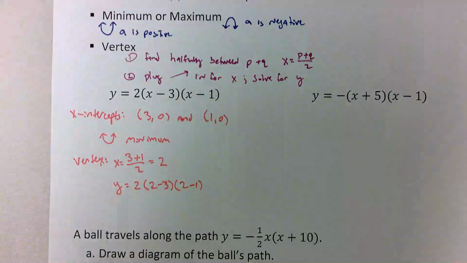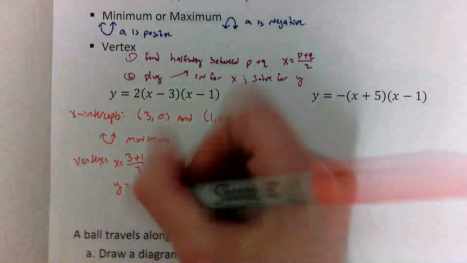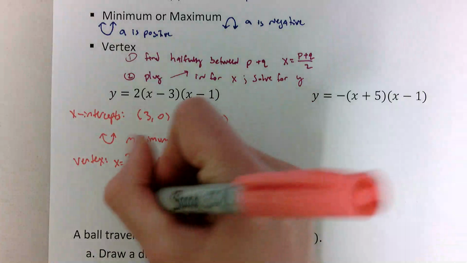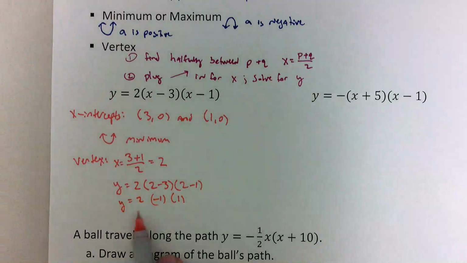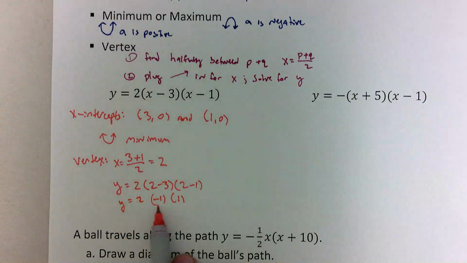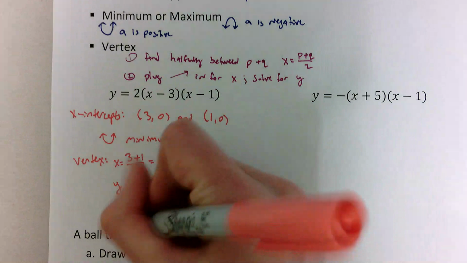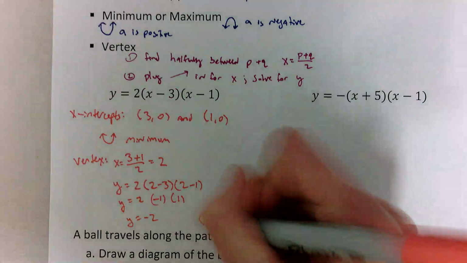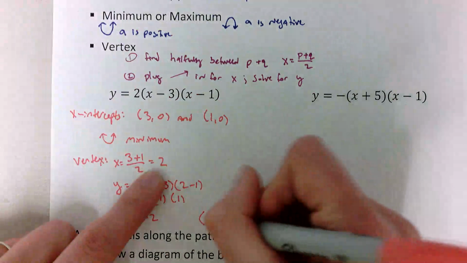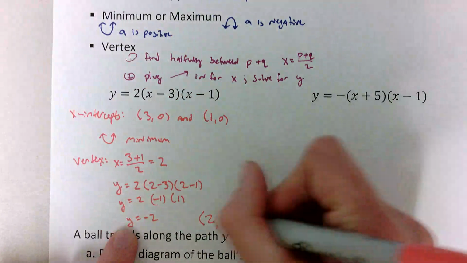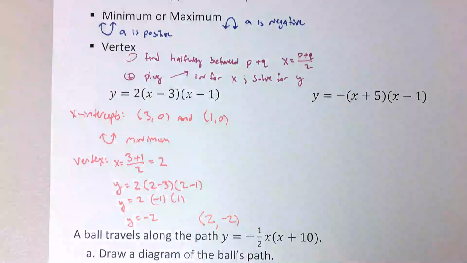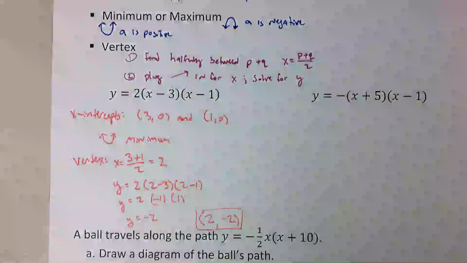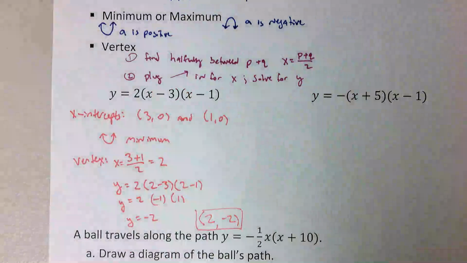And then we just have to calculate this. So 2 minus 3 is negative 1. 2 minus 1 is 1. And that 2 is chilling out in the front. I'm just going to multiply those 3 numbers together. So 2 times negative 1 times 1 is negative 2. So my vertex is going to be the point with an x coordinate of 2 and a y coordinate of negative 2. That's my vertex. So that's my last answer there. That's the only hard part about intercept form, it's just a couple of steps there.